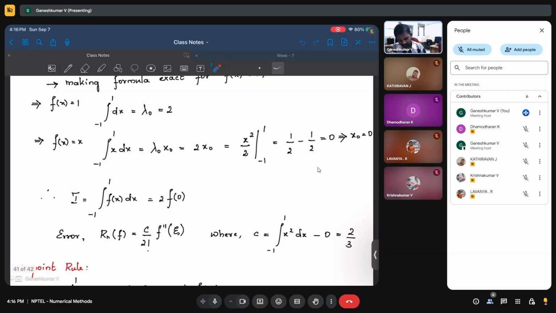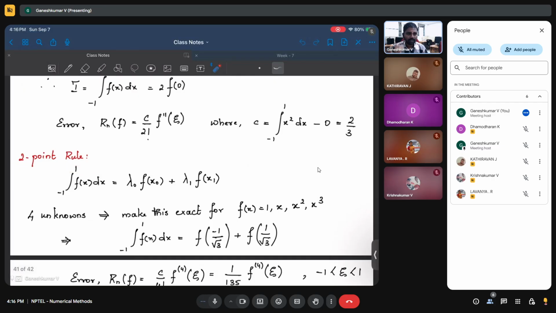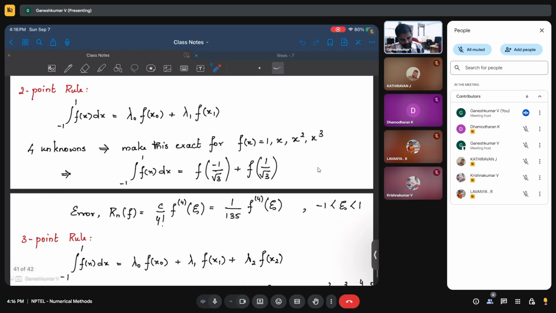Similarly, you can go for the 2 point rule. Let's say 1 point is not enough, I want to go for 2 points. Then again, you impose certain functions that it has to meet, and once you substitute them in the rule, you will end up having the 2 point rule. That 2 point rule is going to be simply f of minus 1 by root 3 plus f of 1 by root 3.